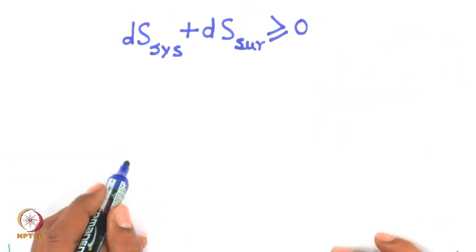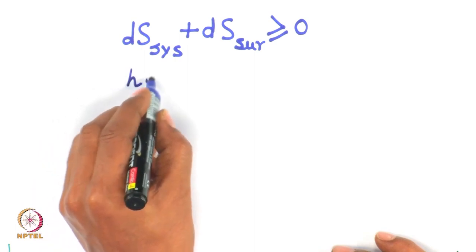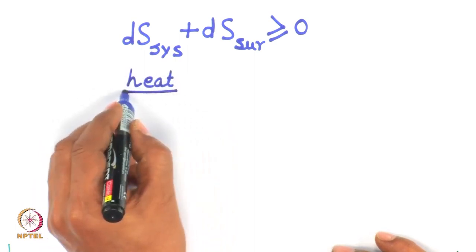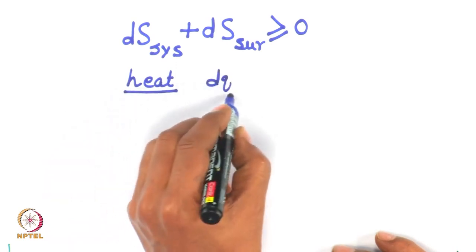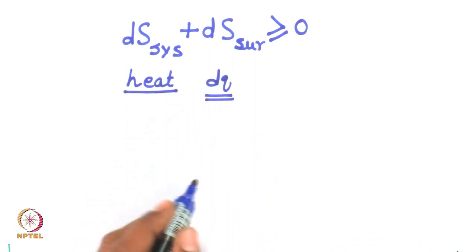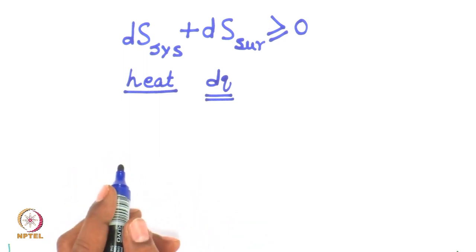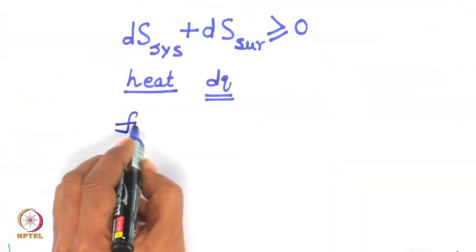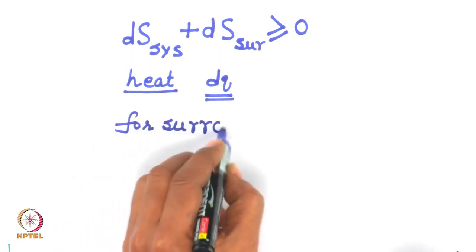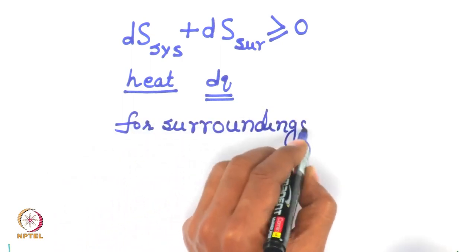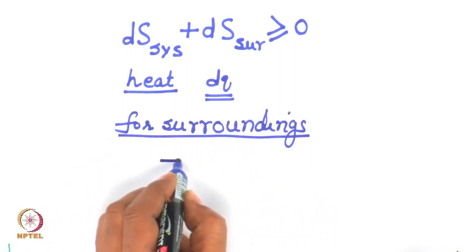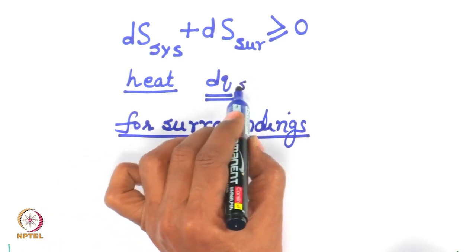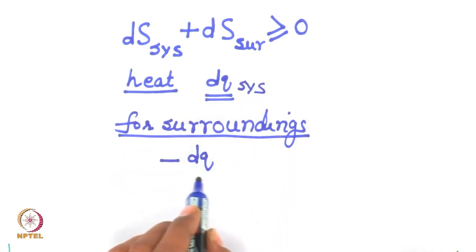Now, let us say that the heat change is dQ for the system. This is the infinitesimally small amount of heat which is either given out or taken in by the system. And hence, if there is a thermal equilibrium between system and surroundings, let us say at temperature T, then the heat change for the surroundings is going to be minus dQ, because if this is for the system, then the surroundings will be with a negative sign.